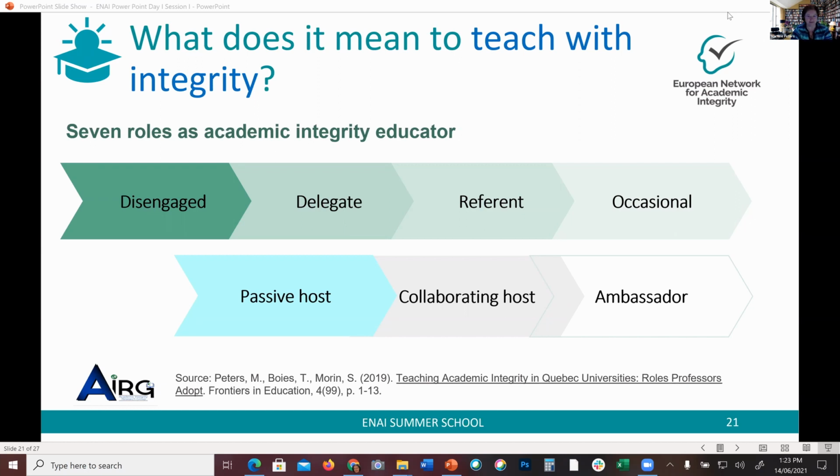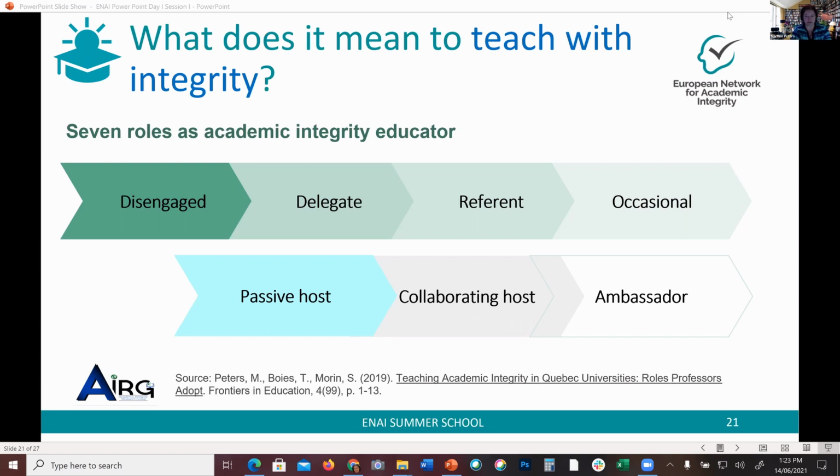We asked these 50 professors in an interview what they teach of these 4 sub-skills and knowledge. And so these are the 7 types of roles that professors say they adopt when teaching academic integrity. The reason I'm presenting this here is that you have to stand back and ask, what type of teacher do I want to be when it comes to academic integrity? The roles sit on a continuum from very involved to not involved at all.